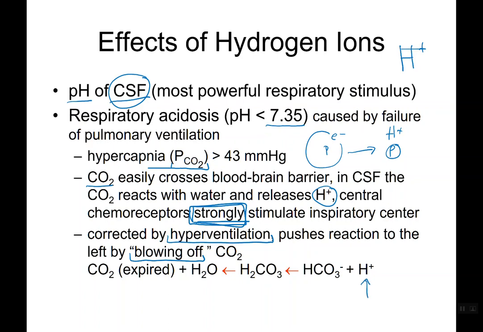So a proton is combined with this compound, bicarbonate, and that forms carbonic acid. And carbonic acid dissociates into water and carbon dioxide, which you can expire out.